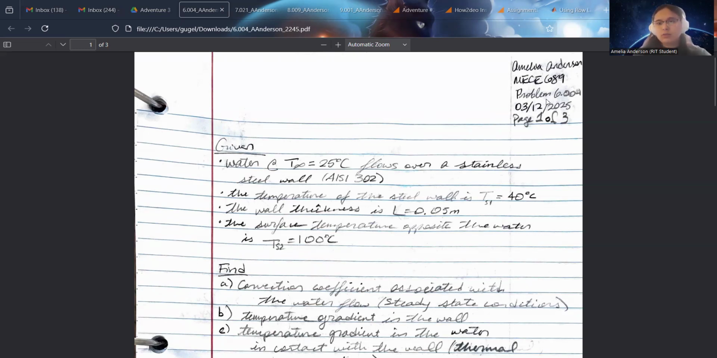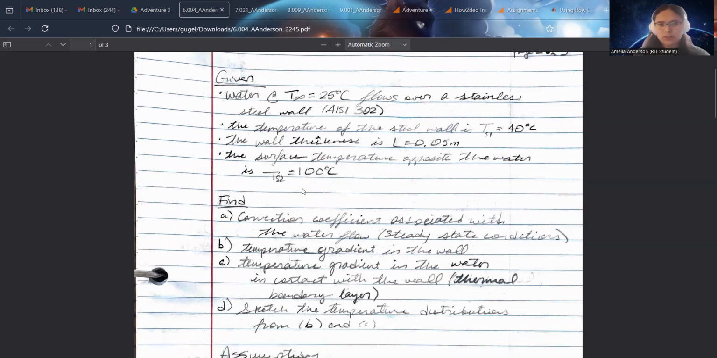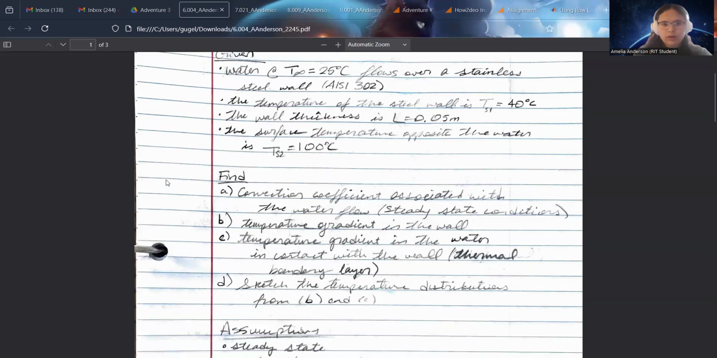Today we're going to be covering problem 6.004 out of the textbook. In this one, we're given that water at bulk temperature 25 degrees Celsius flows over a stainless steel wall, AISI 302. We know the temperature of the steel wall at one surface. We know the thickness and we know the surface temperature opposite the water. So it's a wall, and on one side it's got water, and it's got a surface temperature that's held at the other side.